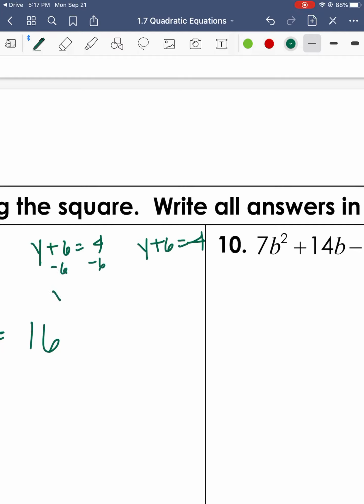So if we subtract 6, we get y is equal to negative 2. And if we subtract 6 from negative 4, we get y is equal to negative 10. Okay, so our solutions are y is equal to, in set notation, the smallest one first, negative 10 and negative 2.